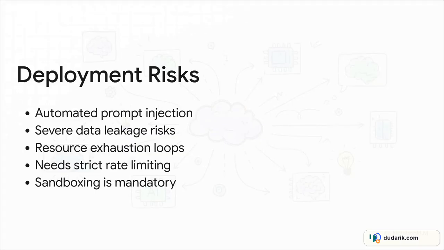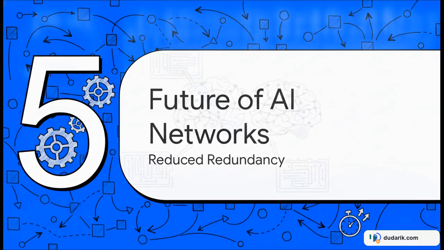You also have to seriously consider the deployment risks. Model-to-model communication creates incredibly complex new attack surfaces. We're talking about automated node-to-node prompt injection, severe data leakage, and rapid resource exhaustion if a model gets caught in a routing loop. Sandboxed environments, strict rate limiting, and aggressive input validation are absolutely non-negotiable if you're going to experiment with these network pathways. So the crucial point is coming up in our final section, the future of AI networks.